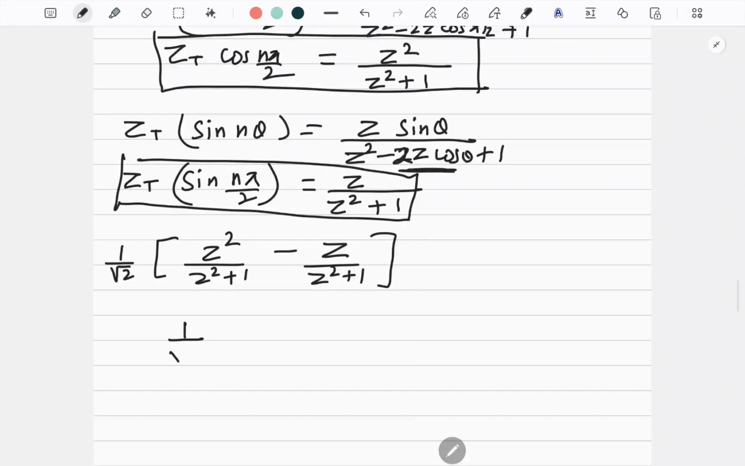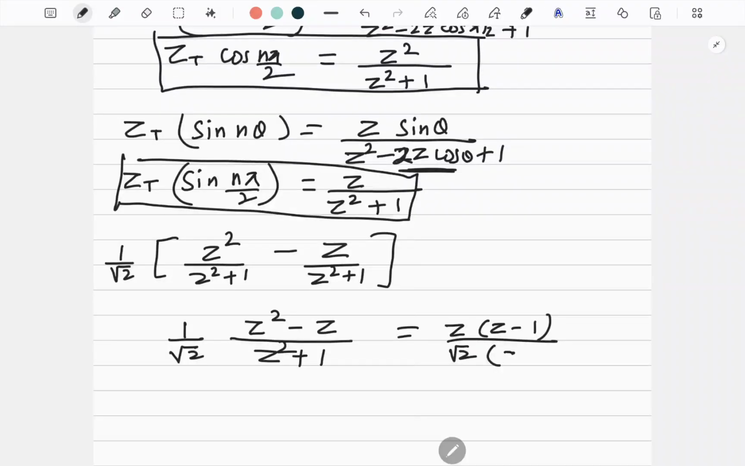So, this is 1 by root 2. Okay. LCM is z square plus 1. Numerator is z square minus z. So, if you want, you can take z common. So, z minus 1 upon root 2 into z square plus 1. So, this is the answer. Simple. So, questions are very simple. Same formulas again and again you have to apply.